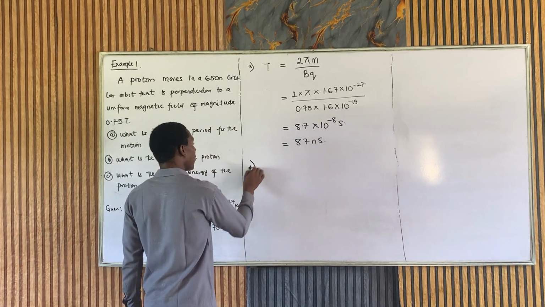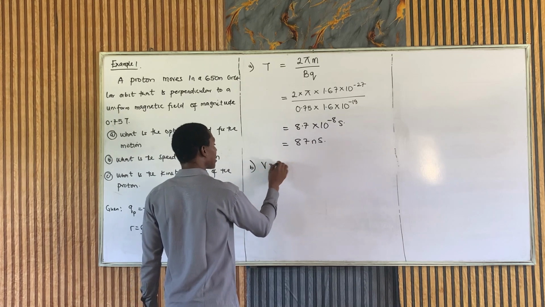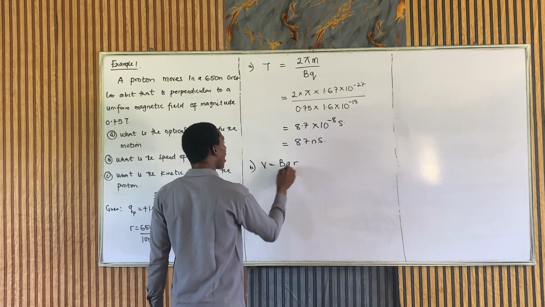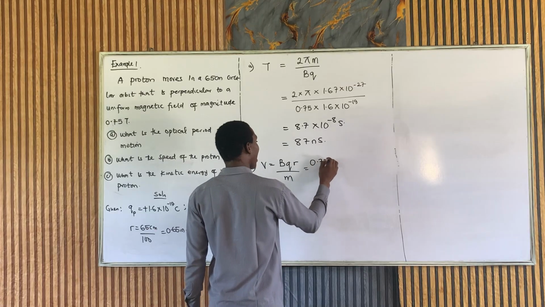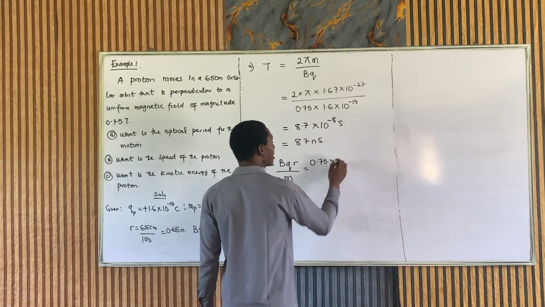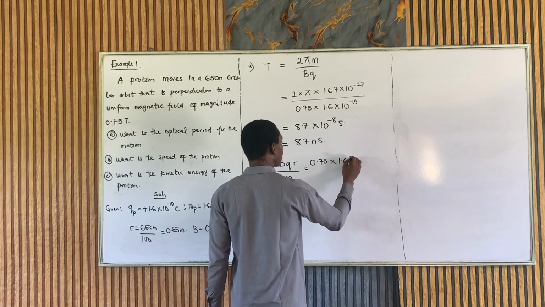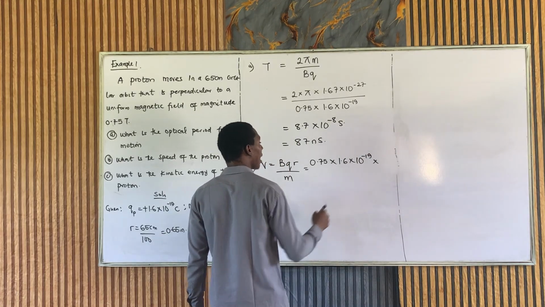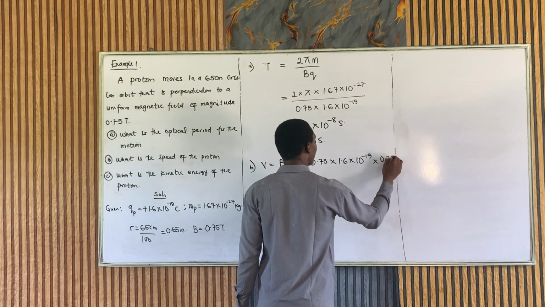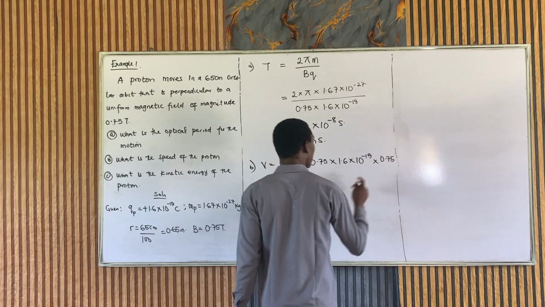Now, for B, we have to get the velocity. Velocity is given as BQR over m. The B is given as 0.75, that's what we have as the magnetic field, times the charge, 1.6 times 10 raised to the power minus 19, then times the R, 0.65, sorry.